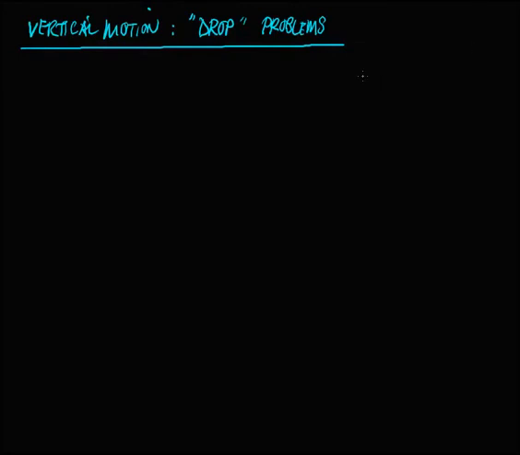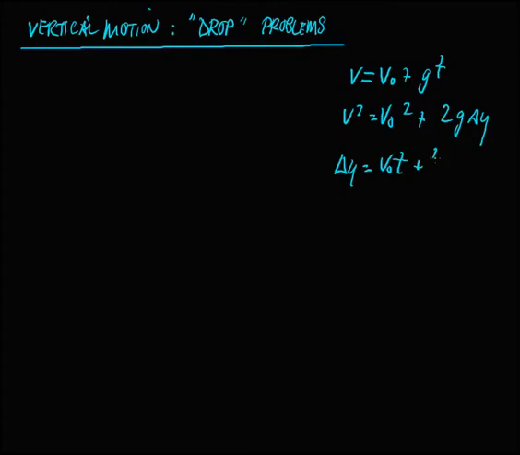Let me just write those three equations down here so we have them. And then we'll look at solving an actual problem here. 2g delta y. And again, when we talk about the initial velocity or regular velocity in these equations, we are referring to the y direction, the vertical direction. Okay? So, how are we going to solve these?